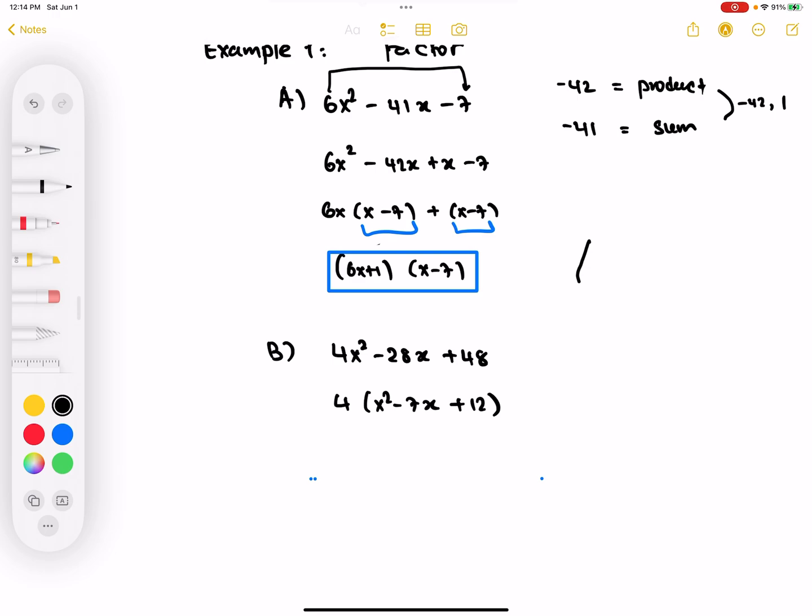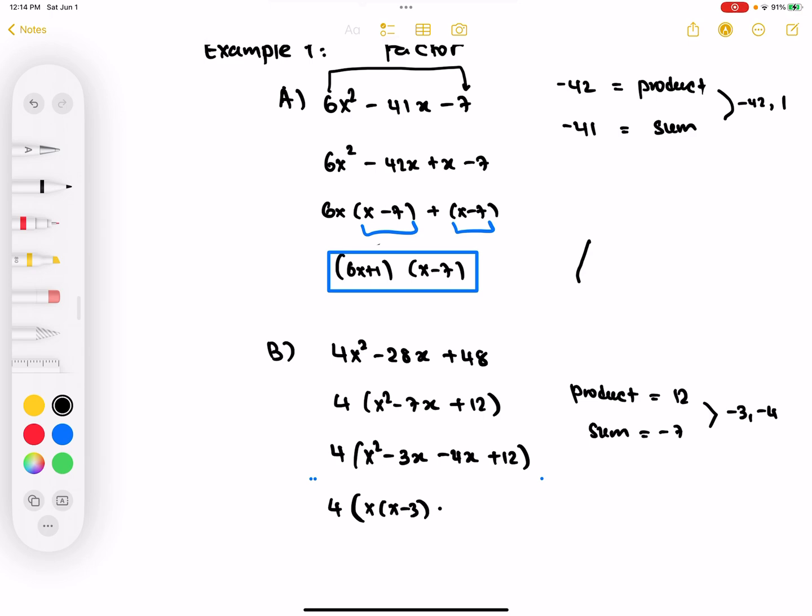Now, I have to use the first procedure that we used. That means, can we get two numbers with a product of 12 and the sum is negative 7? Can you get? Yes, negative 3 and negative 4. Then I can write x squared minus 3x minus 4x plus 12. 4 is out, so the common factor is x minus 3. For the second one, negative 4 is common and x minus 3.